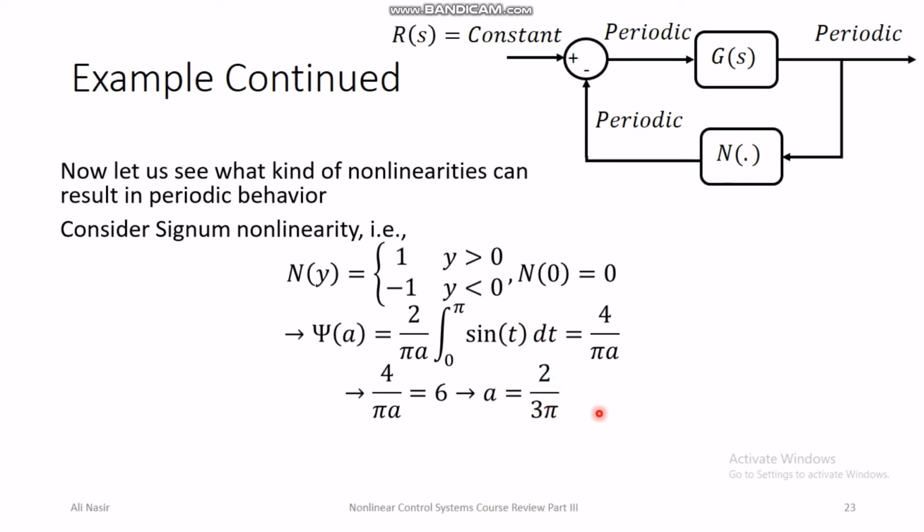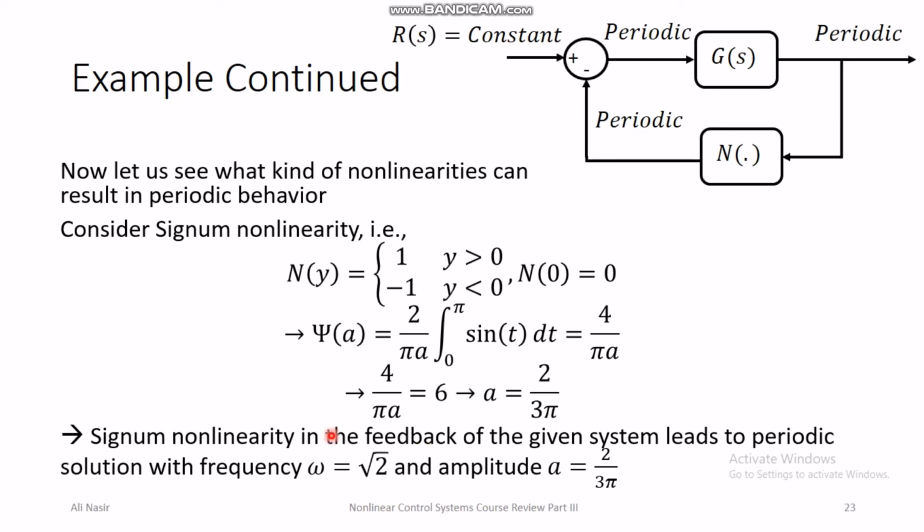So this means that the signum nonlinearity in the feedback of this transfer function actually does result in a periodic solution with frequency of square root of 2 and amplitude of 2 over 3 pi.